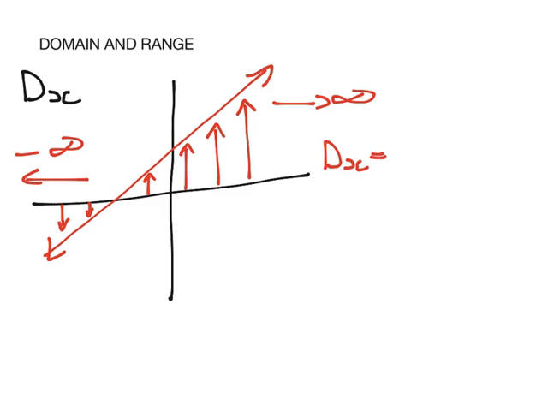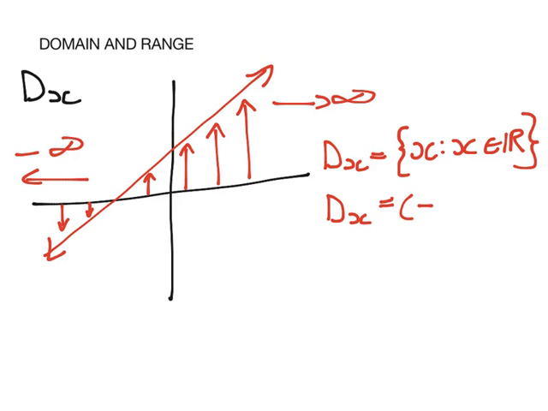two ways of writing it. In set builder notation, it's x values such that x is an element of the real numbers. So in other words, any real number in this case can be used in this function. If you want to write it in interval notation, it's simply negative infinity through to positive infinity.